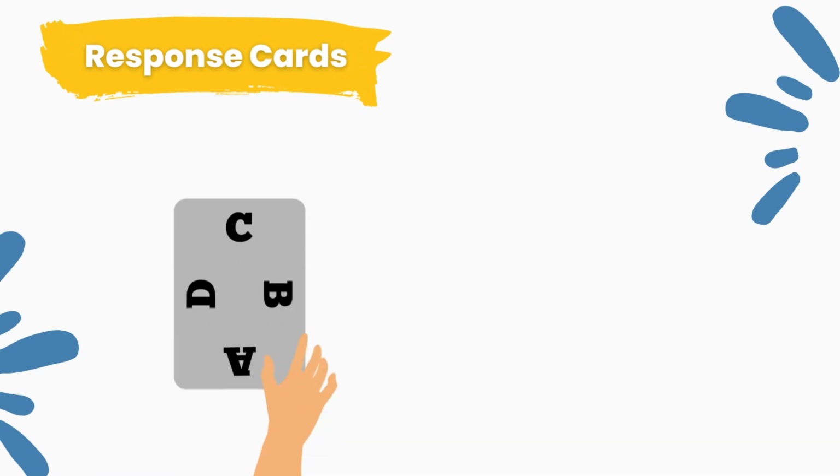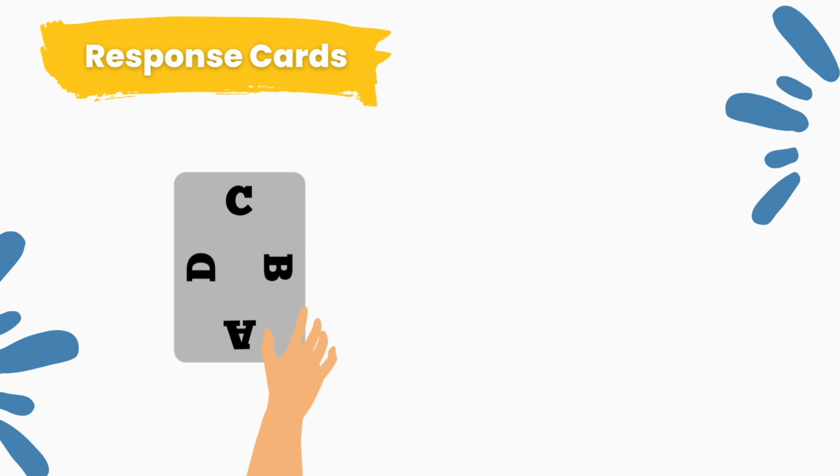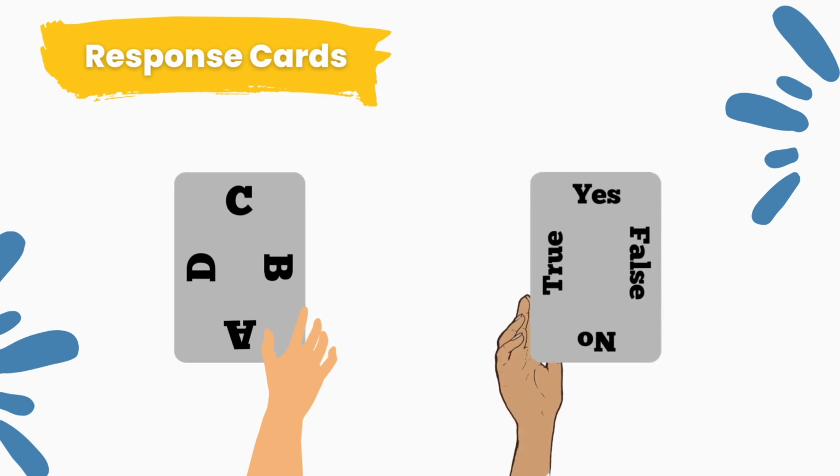The second option for whole class TDOTRs are response cards. Response cards are pre-made cards that students hold up in a way to designate their answer. For instance, one side of the card may have an A, B, C, and D, while the other side of the card may have yes, no, true, and false.